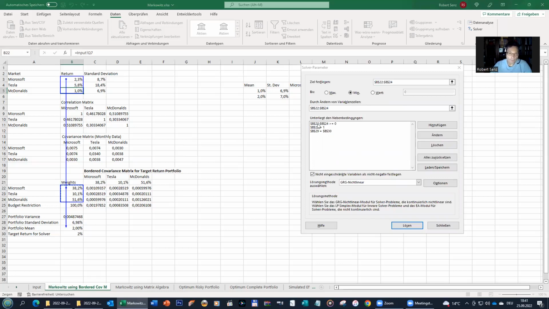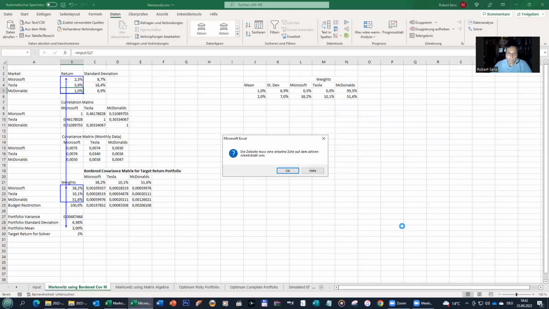We say all these weights should be larger than 0, should be positive. They should add up to 100%. This is what we talked about in this B25 cell. And the portfolio mean should be exactly what our target return says. It should be 2%. So then we simply say solve.